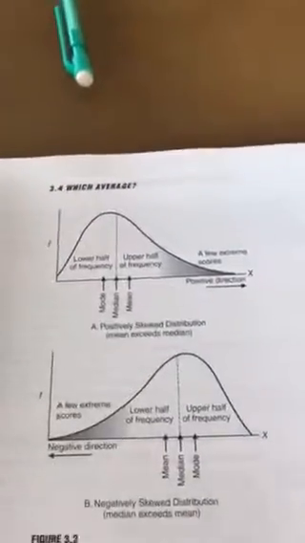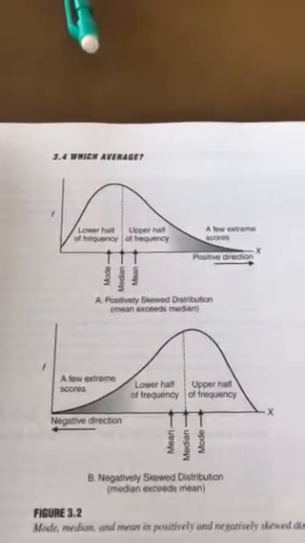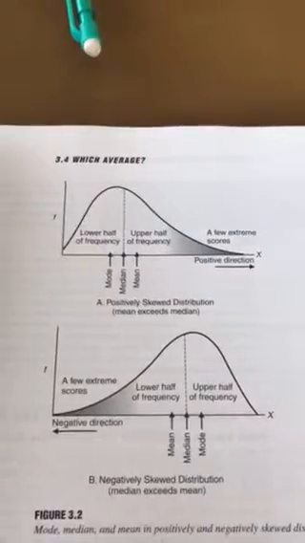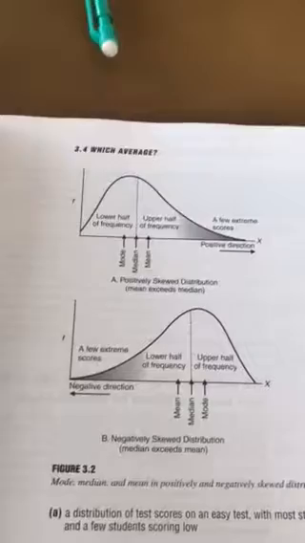So the tail end of the graph is towards the positive end for a positively skewed distribution, and the tail end is towards the negative side for a negatively skewed distribution.